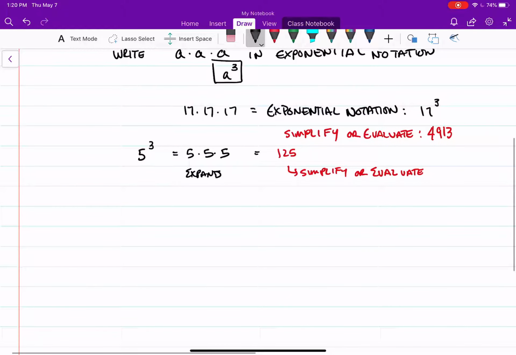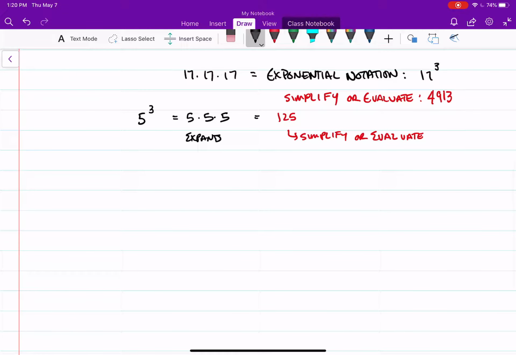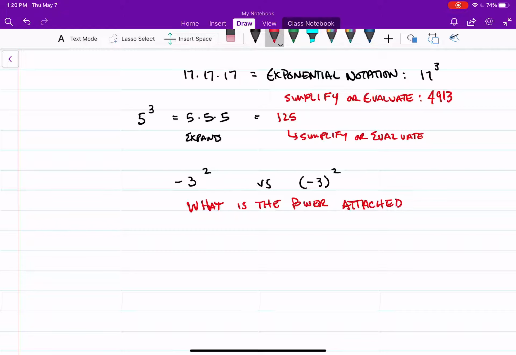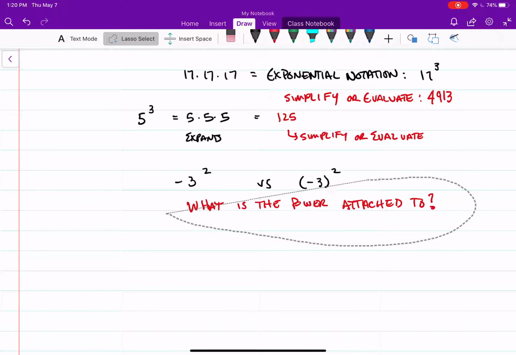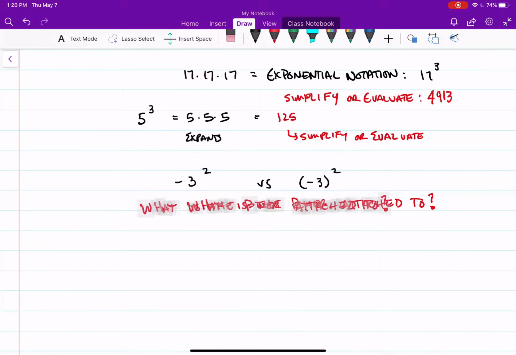And then the other thing I want to talk about was, what if there was a negative in front? So if I had a -3 squared versus a (-3) squared, okay, these two are actually very different, okay? So the question I'm going to ask is, what is the power attached to? Okay, what is the power attached to? That is the question.